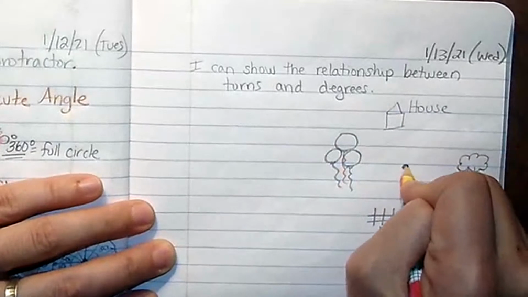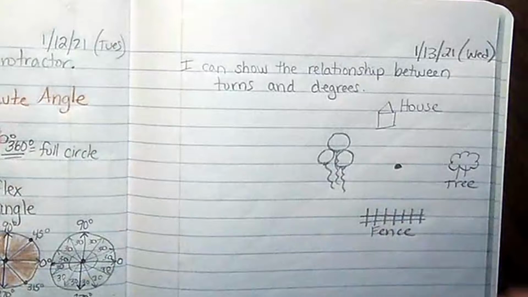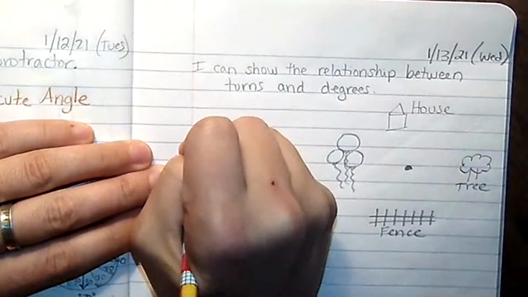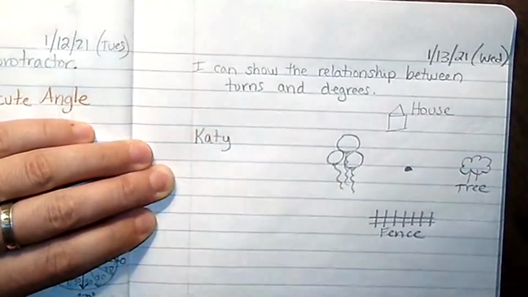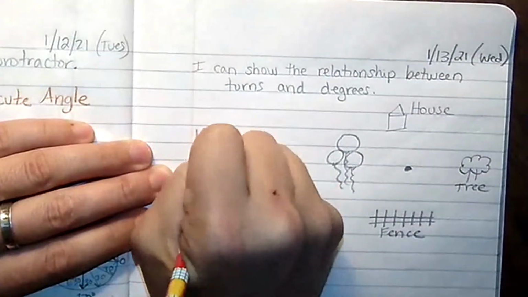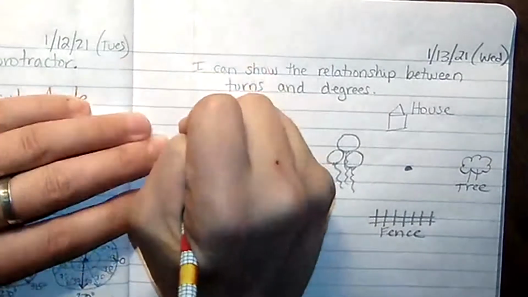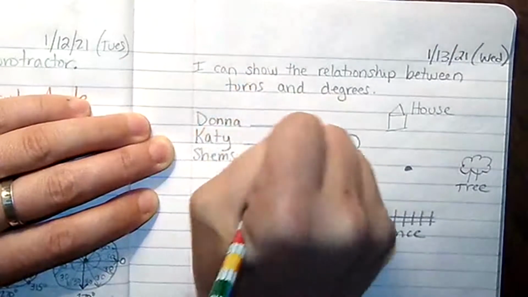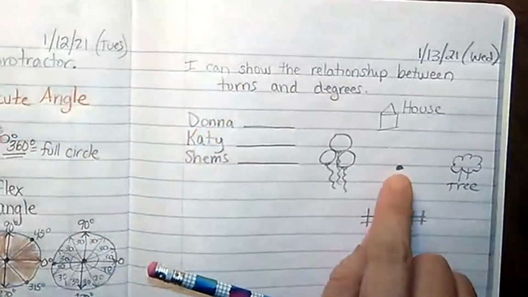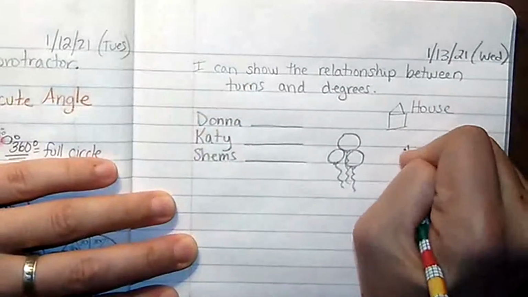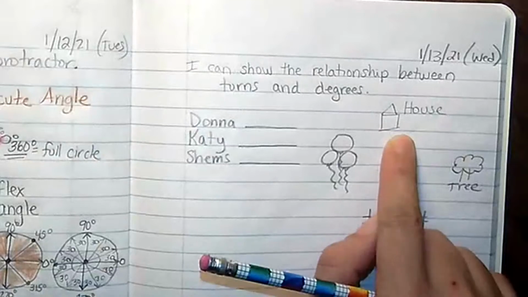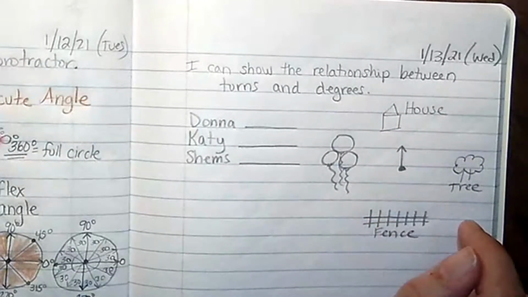Now I'm going to tell you that we are standing right in the middle on this circle. I'm going to have three helpers: Katie, Shems, and Donna. Each of my three friends are going to start out standing on the dot facing the house. Let's start with our friend Donna. Donna is standing on the dot. She's facing the house, and she takes a 90-degree turn to the right.